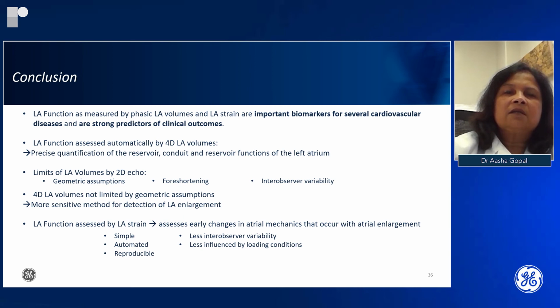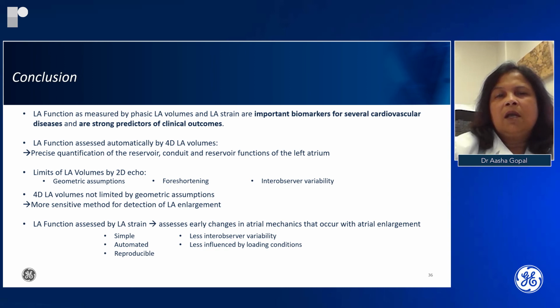On the other hand, strain assesses early changes in atrial mechanics that occur with atrial enlargement. It's simple, automated. When you use AFI, it's reproducible, has much less interobserver variability, and it's less influenced by loading conditions.